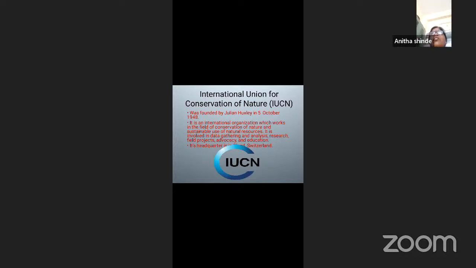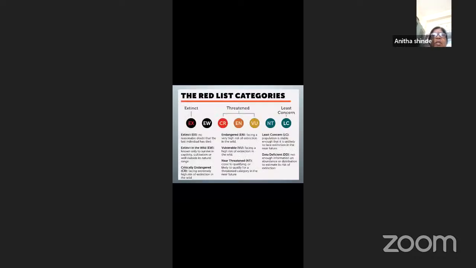After its formation, this organization has done a lot of work in the conservation of plants as well as animals. The Red List categories, like last time I have already discussed. They have categorized the plants as well as the animals into three different categories. One is called extinct, which means they are totally dead. No more species of that particular organism is surviving. Threatened means they are on the verge of extinction, and least concern means they are there, no doubt, but slowly they will also become threatened, and lastly they will also become extinct.